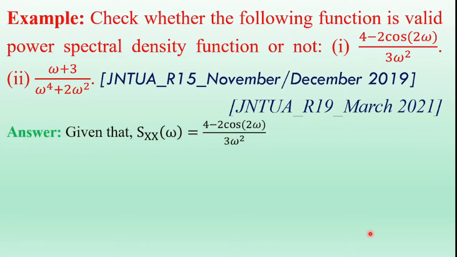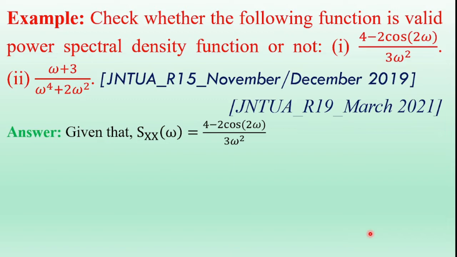Coming to the solution, first bit solution. Given that the power spectral density is (4 minus 2 cos of 2 omega) by 3 omega square. Verify or check if the given spectral density is valid or not using properties of the power spectral density. And what are those properties? One property of the power spectral density is that it is an even function of omega. That is, Sxx of minus omega is equal to Sxx of omega. If that condition is satisfied, then the given function is a valid power spectral density. Otherwise, not a valid power spectral density.